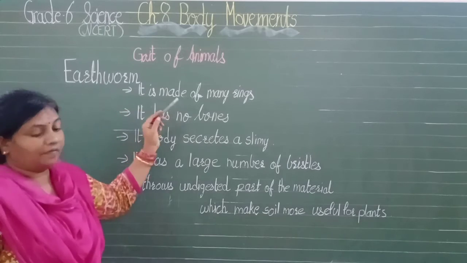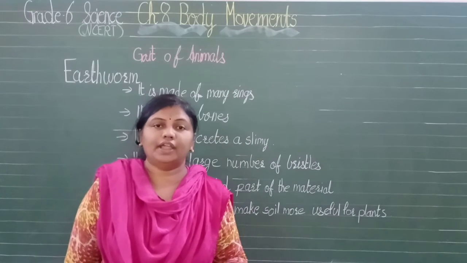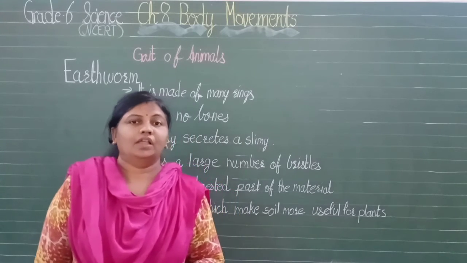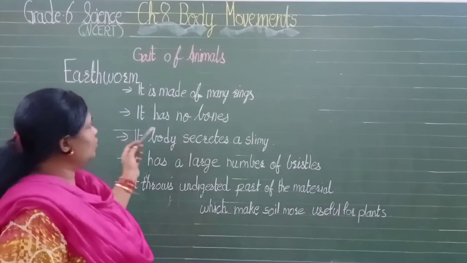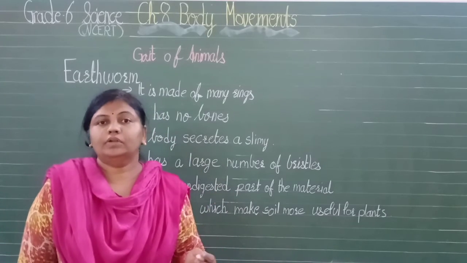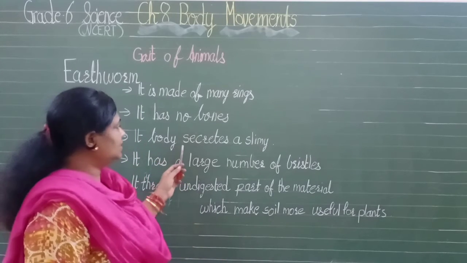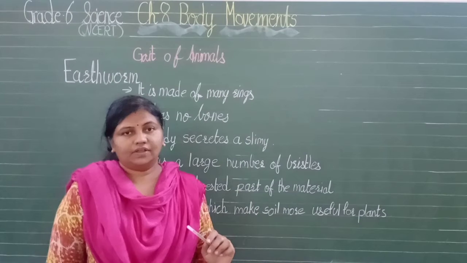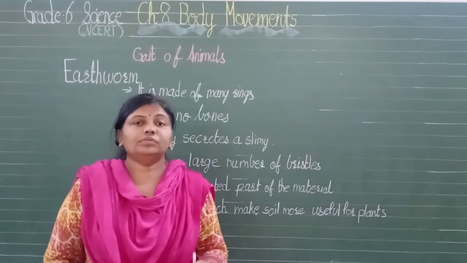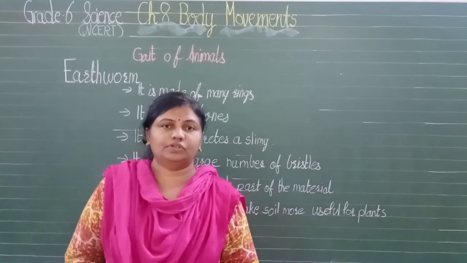Earthworm is made up of many rings which are joined end to end. It has no bones. In earthworm, no bones are present. Its body secretes a slimy substance. Now how is the movement in earthworm possible?